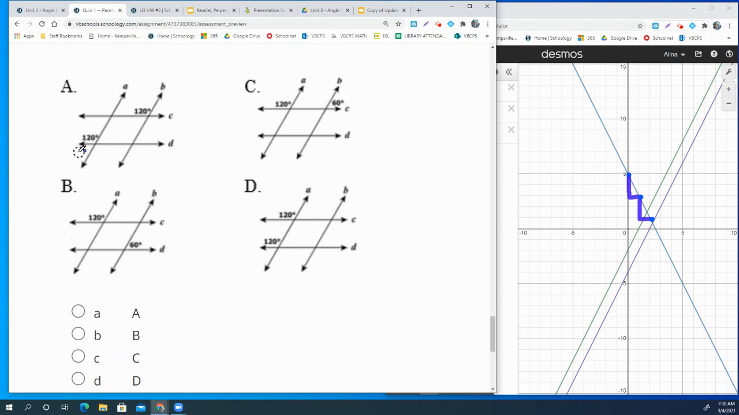Connected? Question mark? Does this one work? Am I allowed to go from this intersection to this intersection, going diagonally through the middle? Can't do that. So I can eliminate this one too.